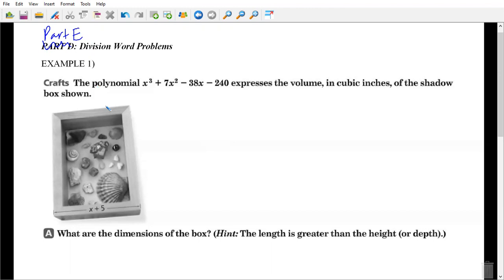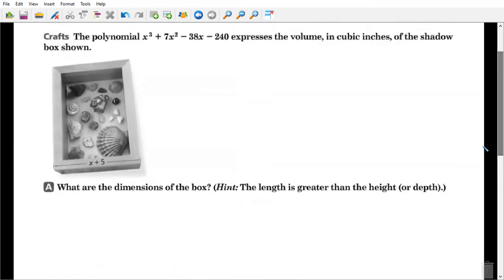Crafts. So we have here the polynomial x cubed plus 7x squared minus 38x minus 240 expresses the volume in cubic inches of the shadow box. If you look at the shadow box, the width is given. So it tells us the width. The width is x plus 5.